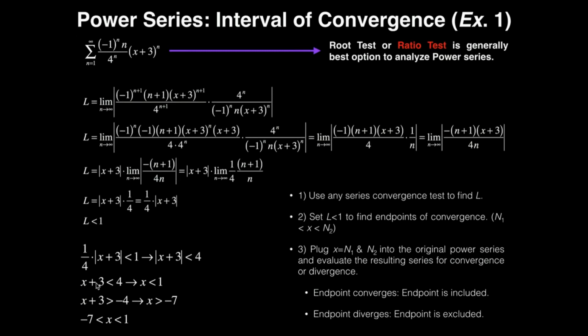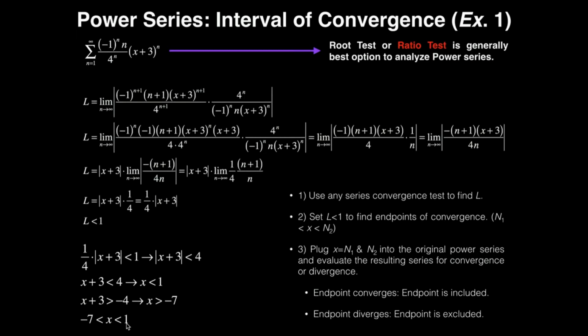So this top one, x plus 3 is less than 4. Subtract 3 from both sides, pretty easy. X is less than 1. And then over here, x plus 3 is greater than minus 4, subtract 3 from both sides, and we get x is greater than negative 7. And if we put these two things together into one combined inequality, we basically have that the interval of convergence, or at least a rough estimate of it without endpoints confirmed, is x is between negative 7 and positive 1. Alright, so what we've done so far is we've used one of the series convergence tests, i.e. the ratio test, to find L. Then we set L less than 1 and we find our endpoints.